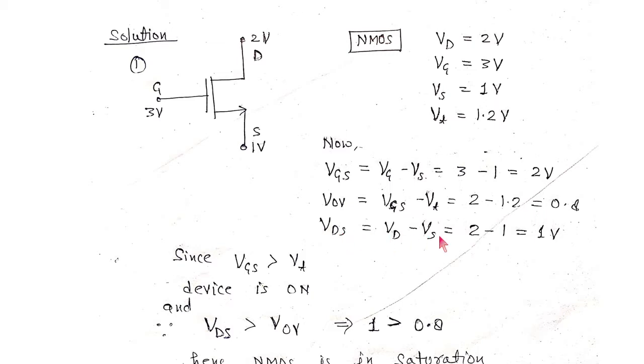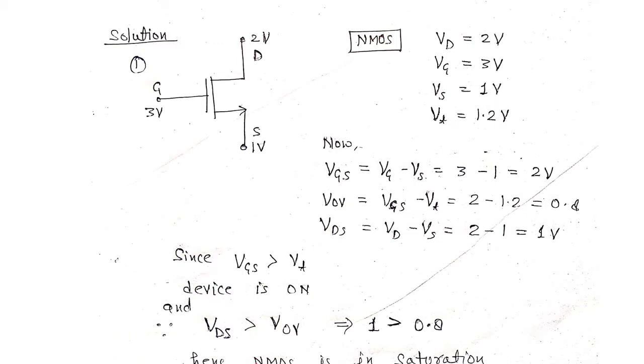Now we will calculate VDS. What is VDS? Vd minus Vs. Vd is equal to 2 volt and Vs is equal to 1 volt, so that is 1 volt. Now we will check whether VGS is greater than Vt, less than Vt, or equal to Vt. VGS is 2 volt and Vt is 1.2 volt. It means the device is on. The minimum voltage required to turn on this device is 1.2 volt at least, but it is more than that, 2 volt. So the device is on.